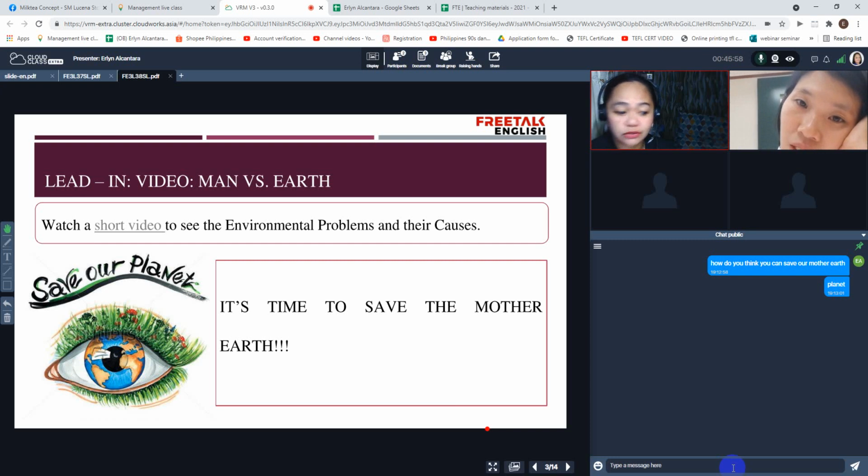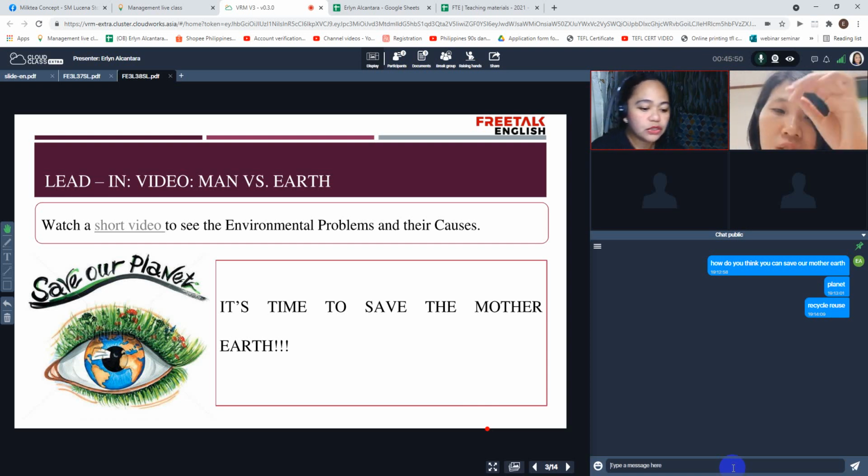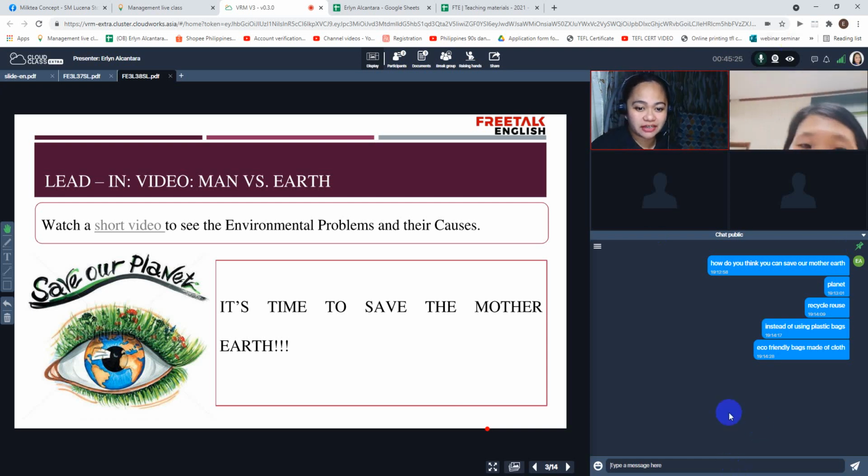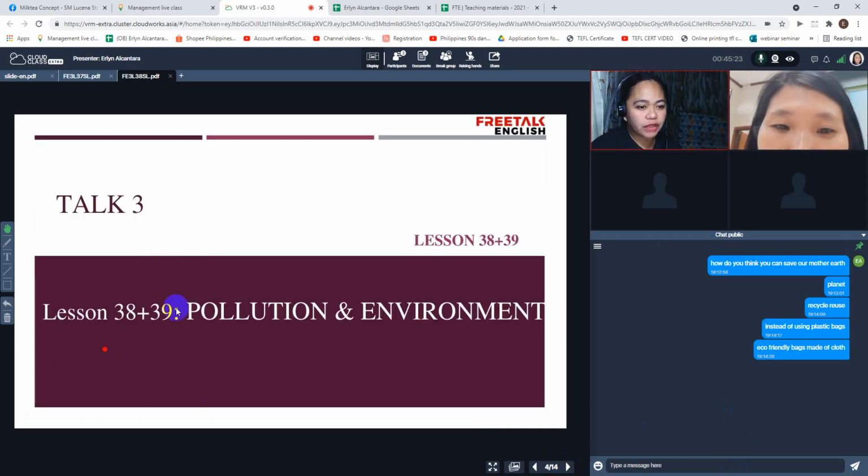We can recycle. Remember yesterday, we said recycle, reuse, or reuse, recycle. So instead of using plastic bags, what are we going to use? Instead of using plastic bags, we can use eco-friendly bags made of cloth. Right? So we can use them over and over again. Simple things. Aside from planting trees, we can save our Mother Earth. Okay? Alright.